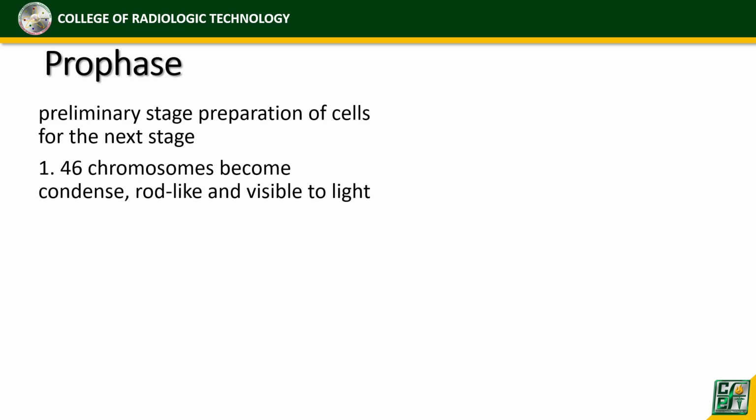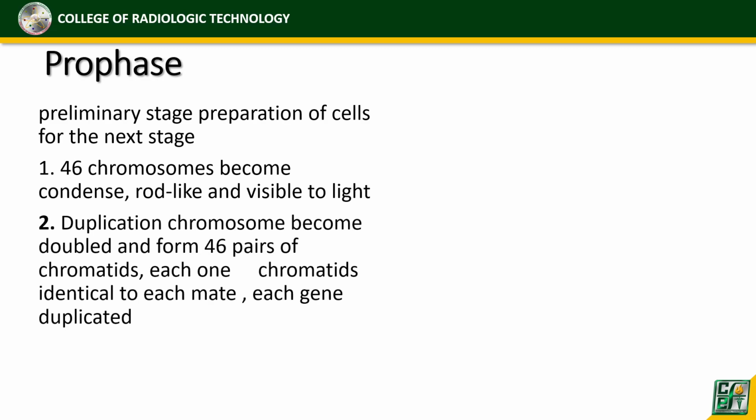So these are the changes that we can observe in the prophase. Okay, the 46 chromosomes become condensed, rod-like and visible to light. Number 2, the duplication of chromosomes, okay, become doubled and form 46 pairs of chromatids. Okay? Each one of the chromatids is identical to its mate. Each gene is duplicated.